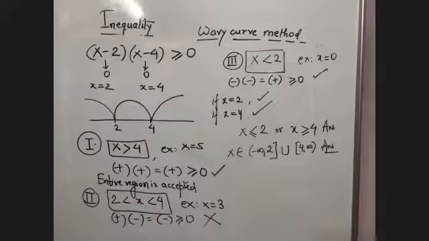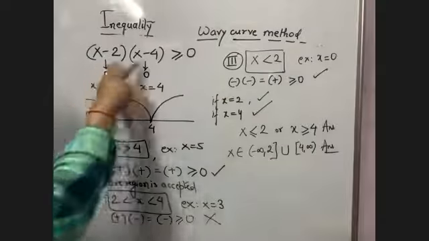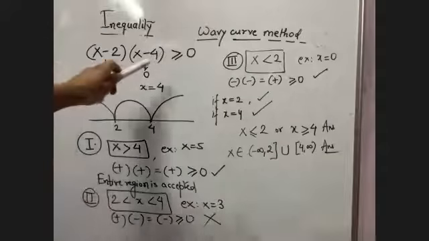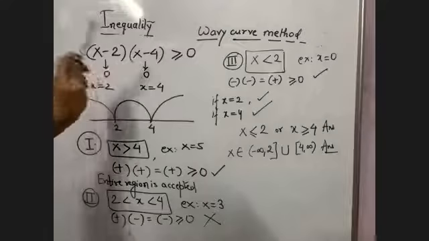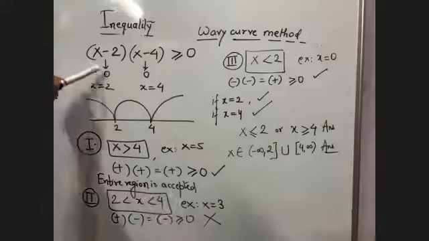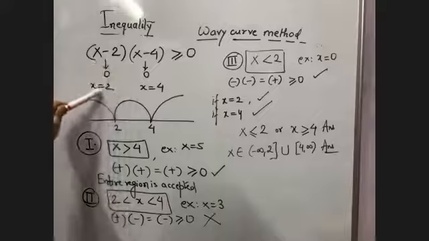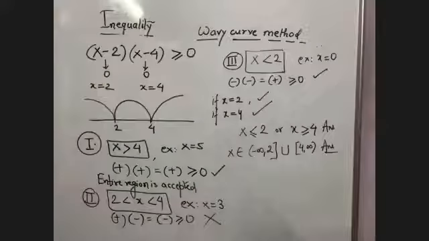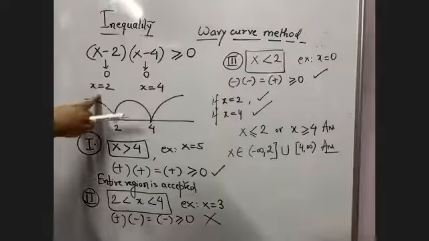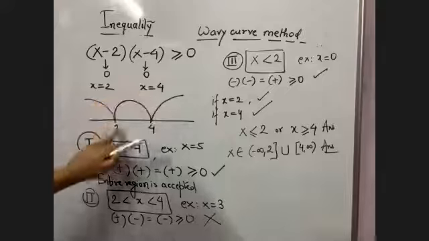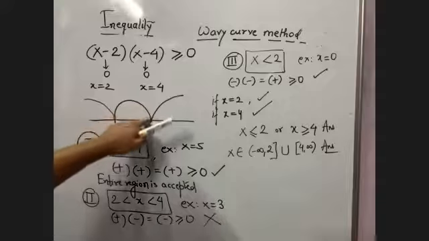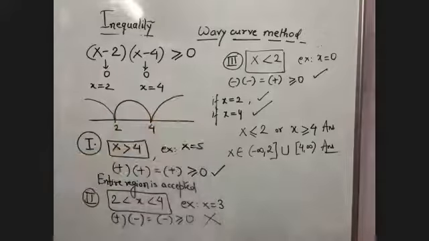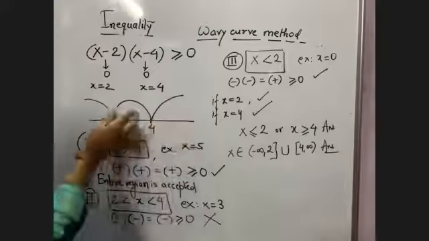Now, look at this. There are two factors in multiplication, and I have to solve it for greater than or equal to 0. Put these two factors equal to 0. If I put them equal to 0, I will get x is equal to 2 and x is equal to 4. Plot them on the number line in ascending order and draw a diagram like this. Now, first region will be this, second is this, third is this.